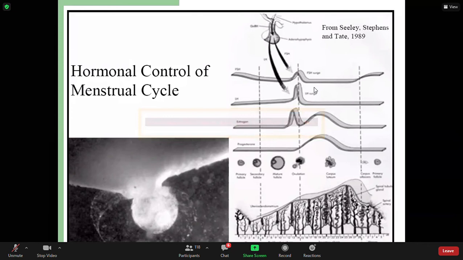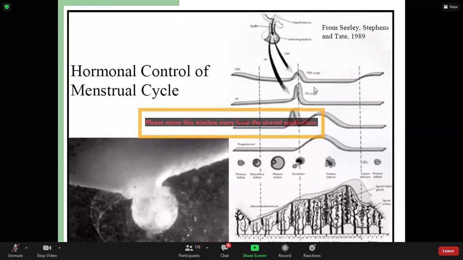So FSH, what is the meaning of FSH? Follicle stimulating hormone. From the name itself, it will send a signal to the ovaries to develop the follicles, right? The first 14 days in the ovaries is called the what? Because this is the formation of the follicles.